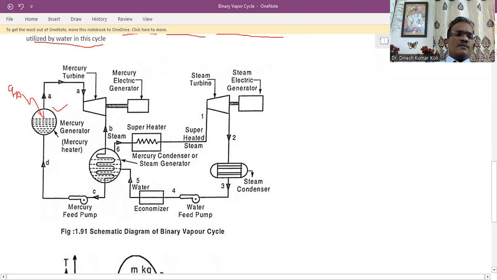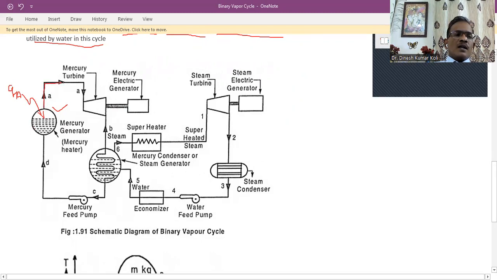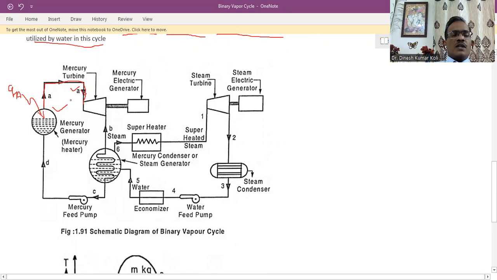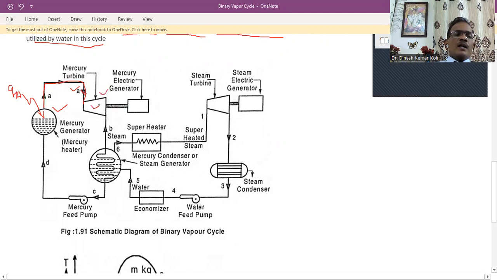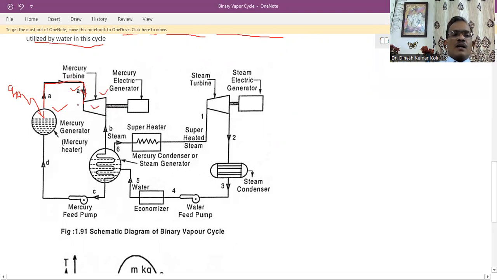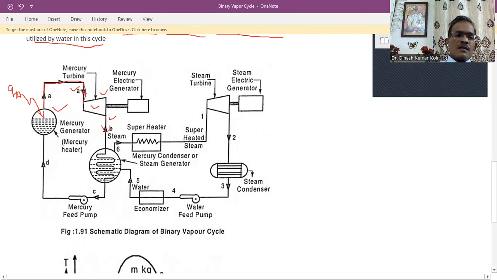At point A, the mercury vapor is produced, then this mercury vapor from the mercury boiler is transferred to this mercury turbine. Here you can see at this point A, the mercury vapor is produced and that mercury vapor is supplied to the mercury turbine. This is the mercury turbine. Here the expansion of the mercury vapor will take place. This is the isentropic expansion. So from A to point B, the mercury vapor is expanded.